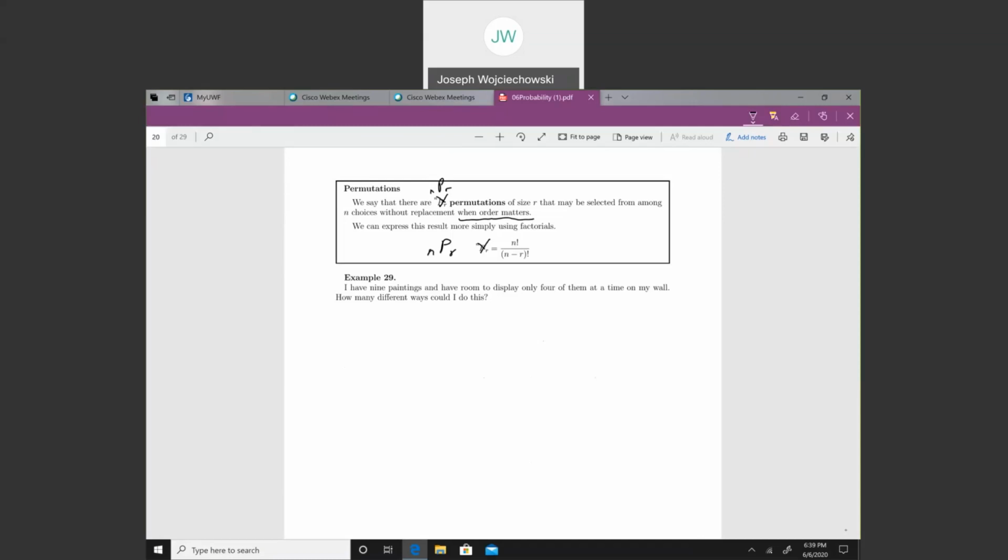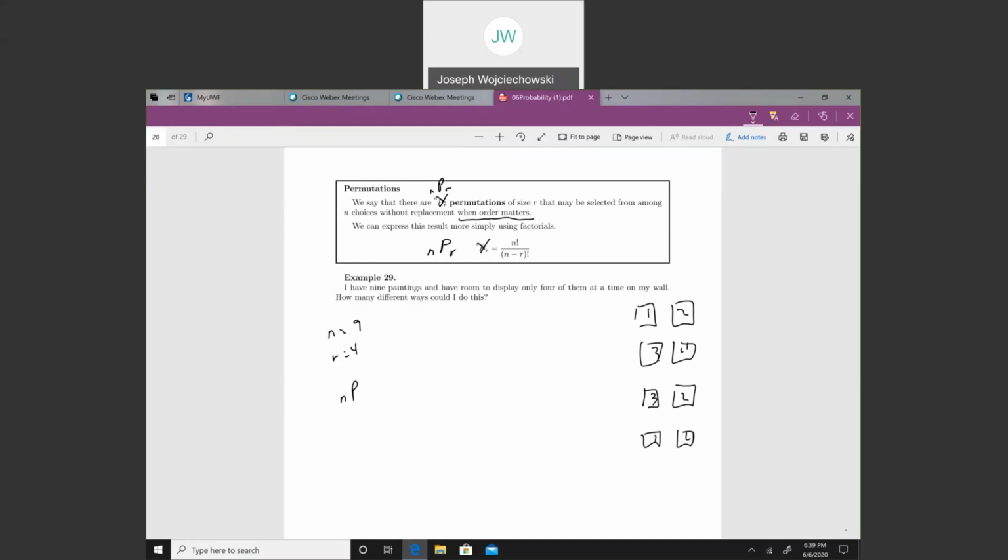Well, we know that n is equal to 9, and we know that r is equal to 4. Now, does order matter? Well, yes, because let's just look at paintings 1, 2, 3, 4. But couldn't I also display them like this? And that would be a different display. So order matters. The order they're put in the display matters. So we are talking about permutations.